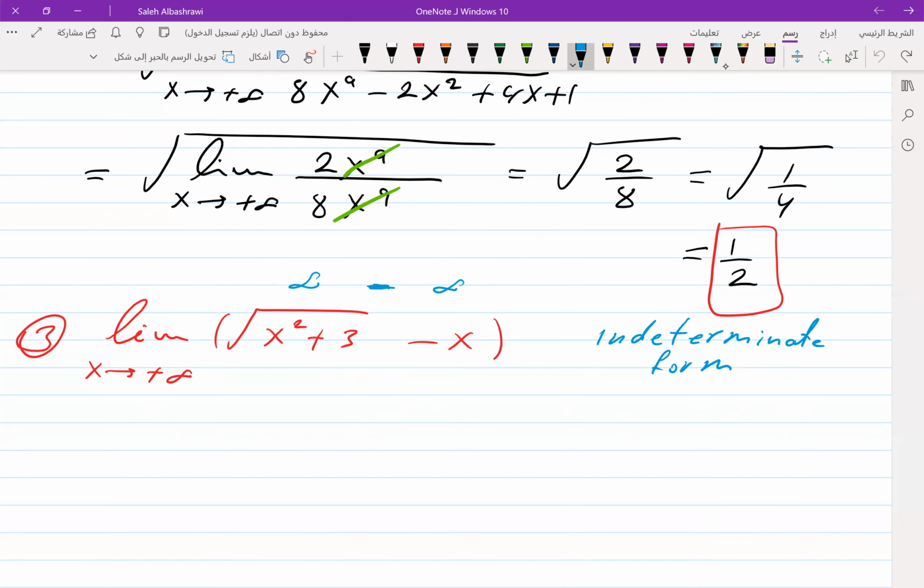This is similar to the form 0 over 0. So we have to simplify it. And since we have radicals here, we are going to multiply by the conjugate.